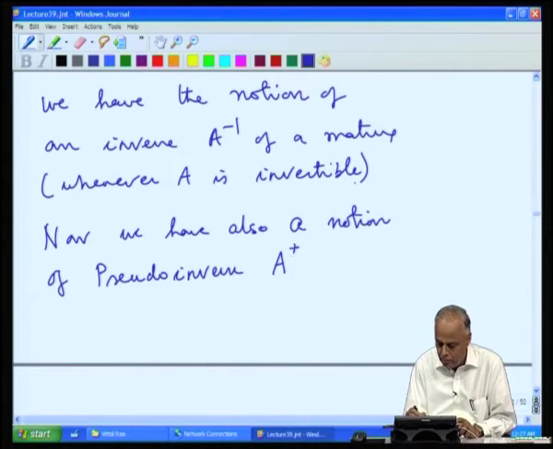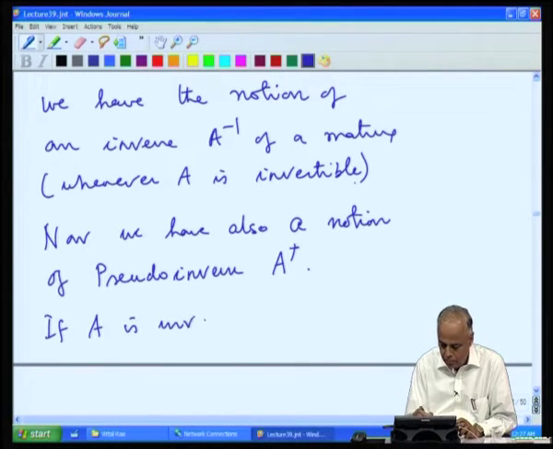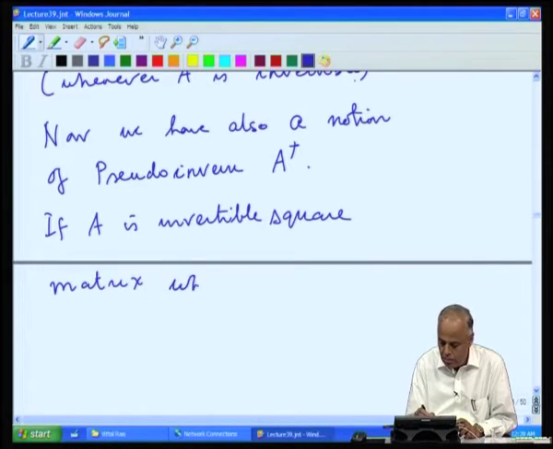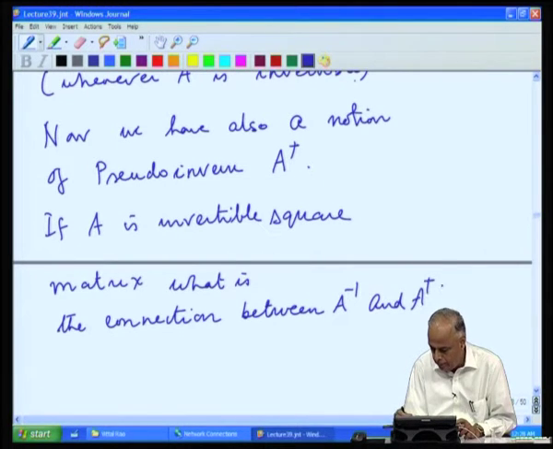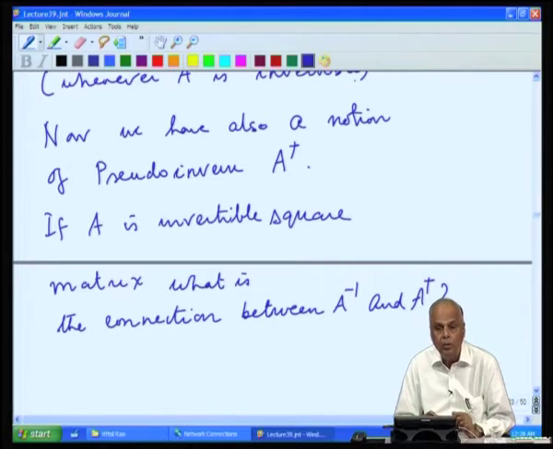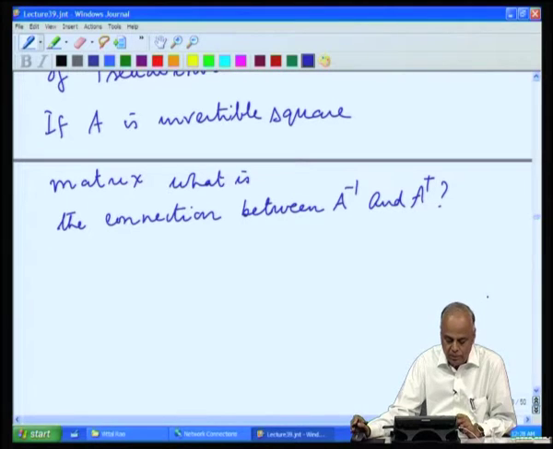A dagger, if A is an invertible square matrix, what is the connection between A inverse and A dagger? Because we have got too many varieties of inverses, we have to make sure what we are talking about. So, let us analyze this question.